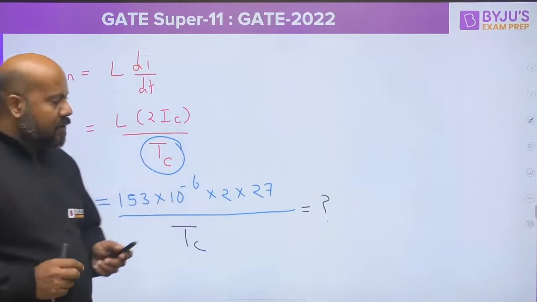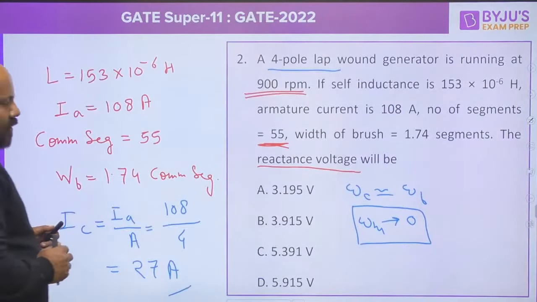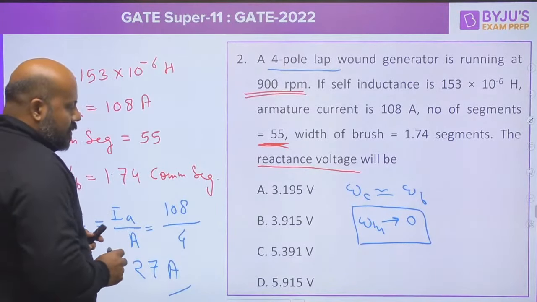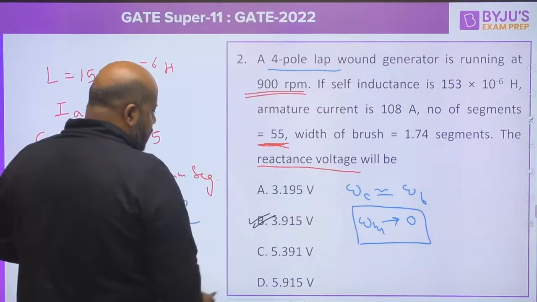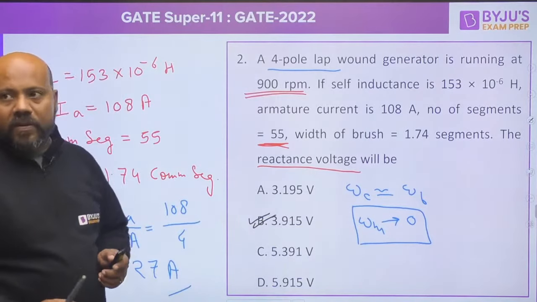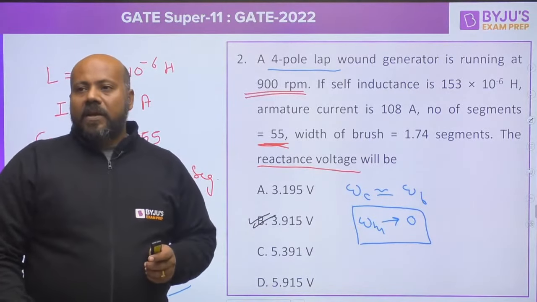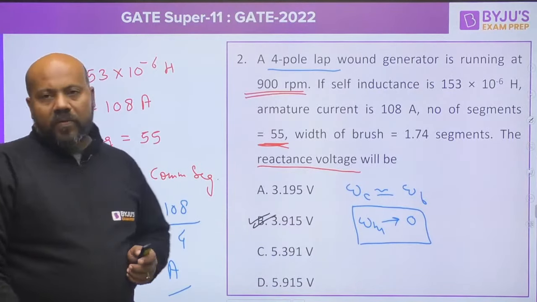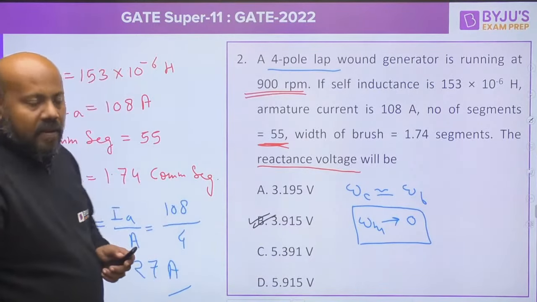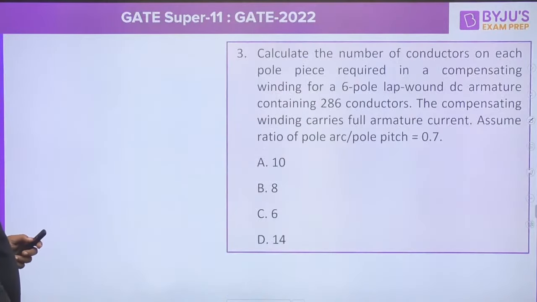Yes, everybody? I'm not sure, but I think you must be getting somewhere around 3.915. Just check this value. I don't have the reference answer for this. Sopan is saying it is 3.94. So I think we can go with the B option.